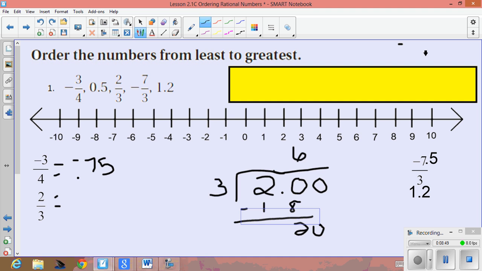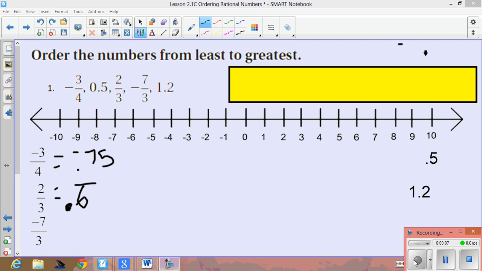Hopefully you're noticing that it's repeating already. 3 goes into 20 6 times. 18, there'll be 2 left over, and this will repeat forever and ever. So 2/3 is equal to 0.6 repeating.